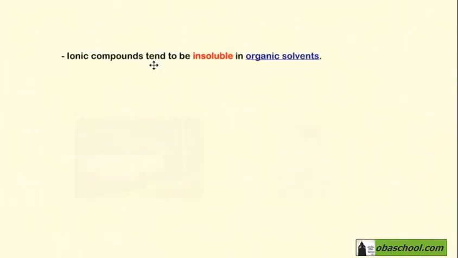We will continue exploring the physical properties of ionic structures. Ionic compounds tend to be insoluble in organic solvents. Insoluble is the opposite of soluble, so when the solvent is organic, the ionic compound won't be able to dissolve in it.